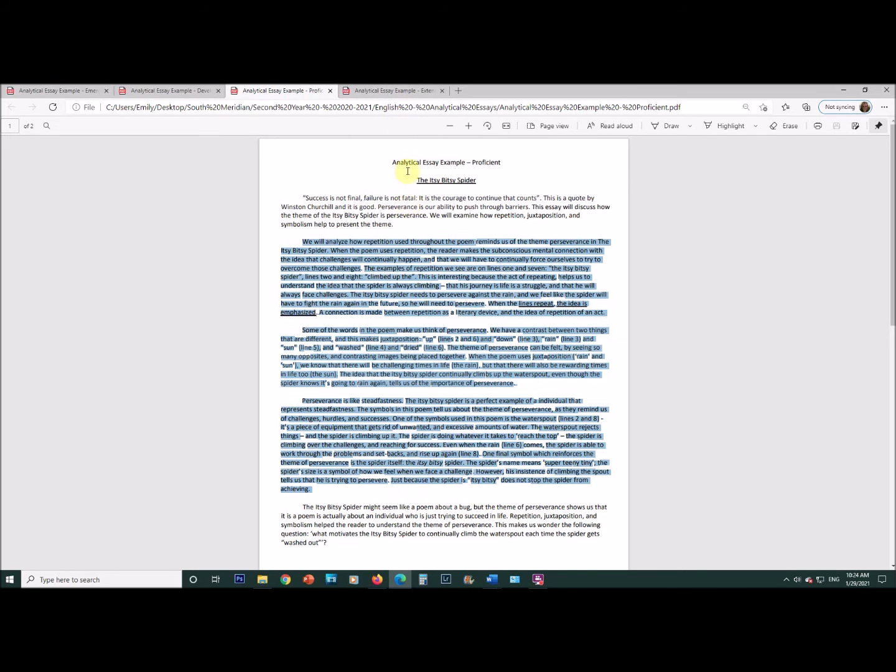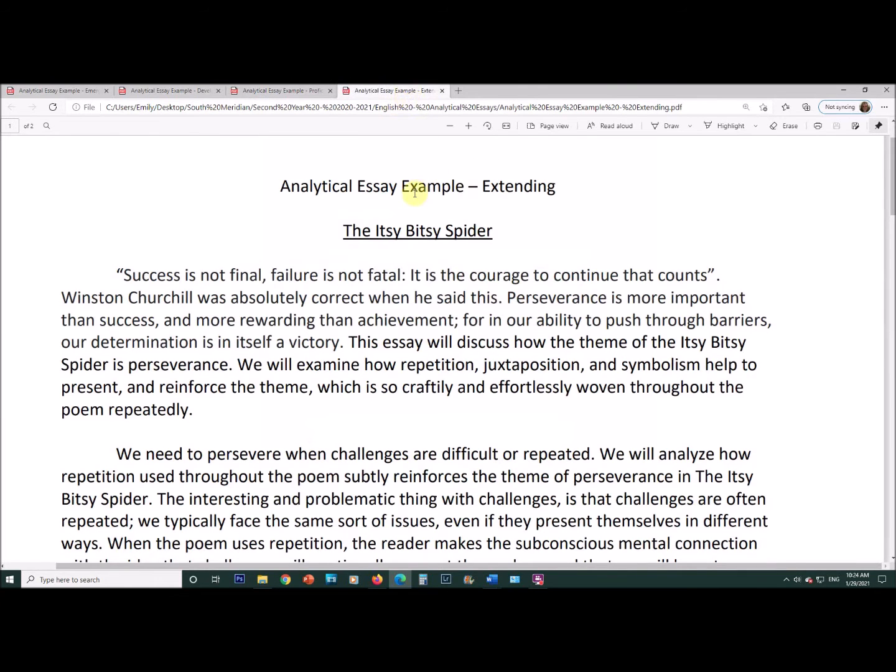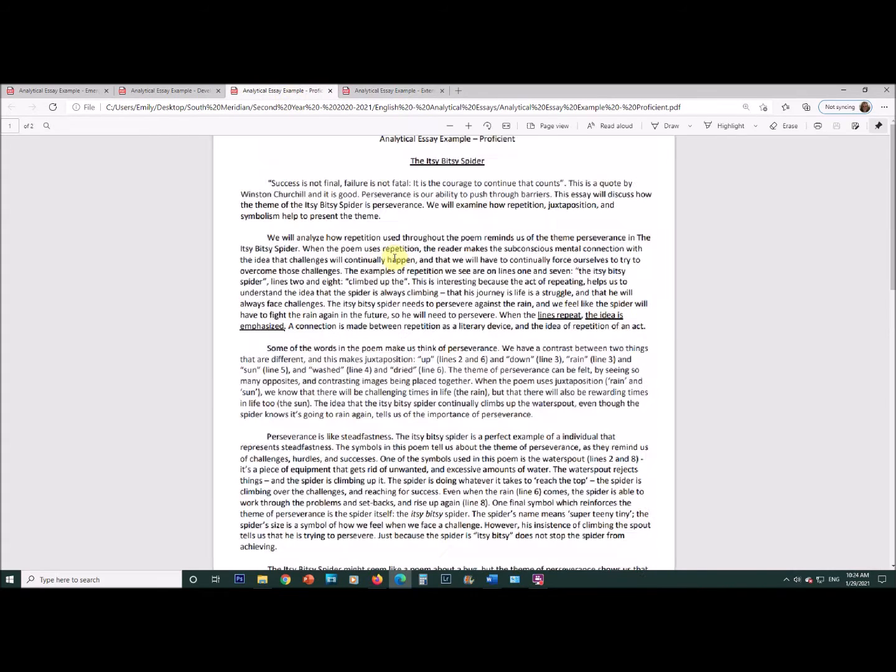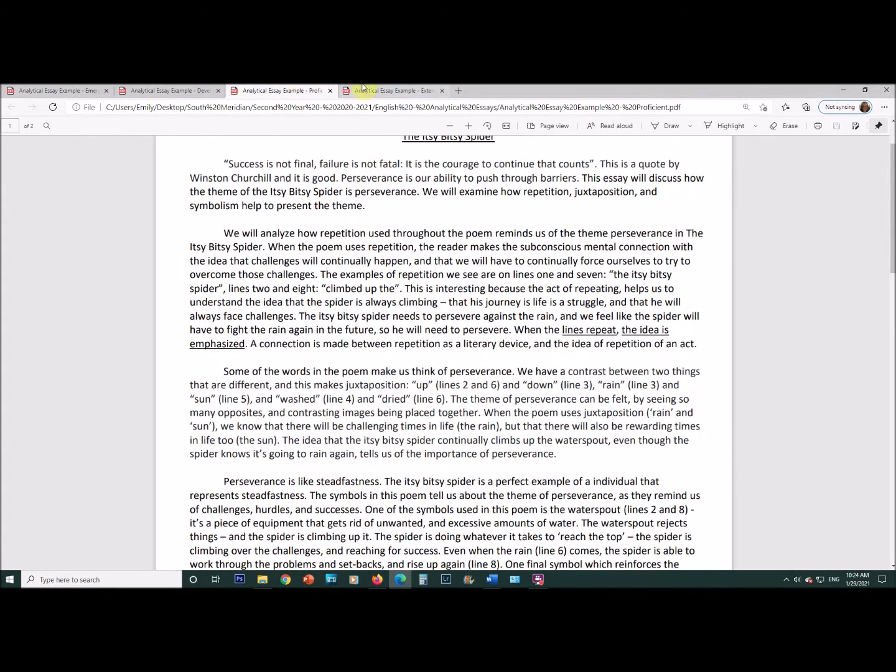Let's take a look now at the extending essay. Again, this one is just like the proficient one. I've kept all of the arguments and quotes and everything the same. The only thing that's different is it has more flair, it has more style, and it explains things using more accurate and effective word choices.